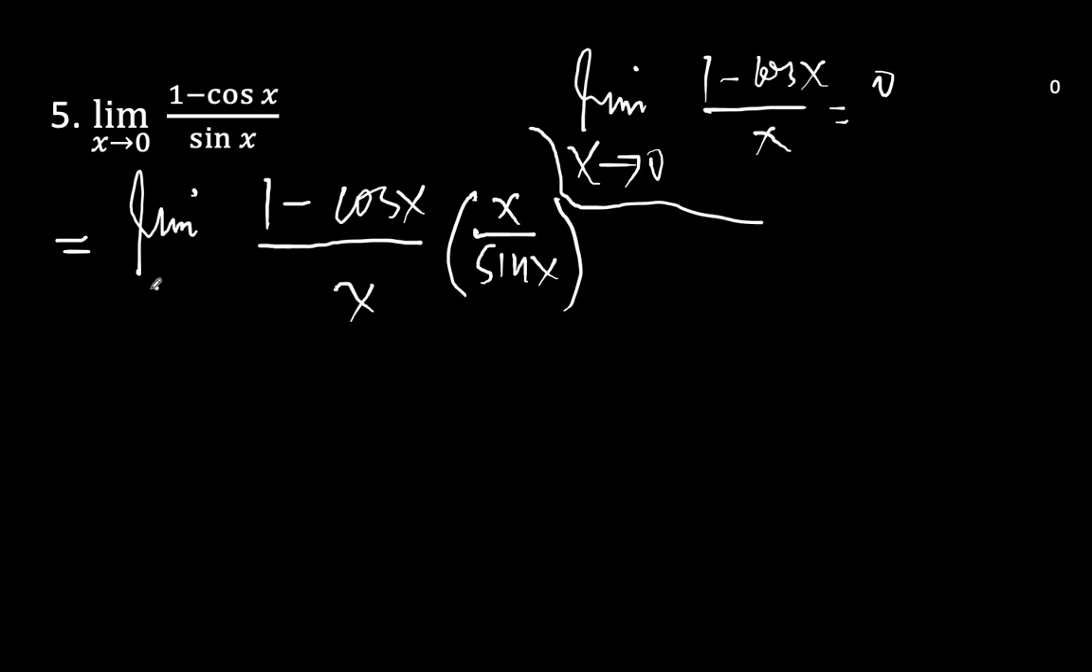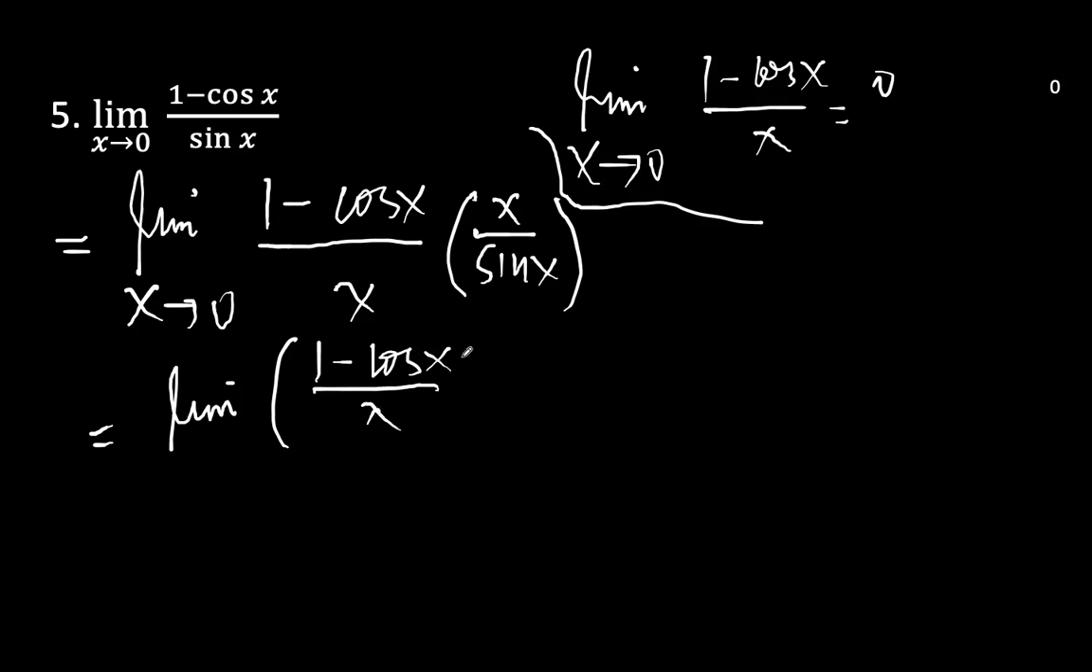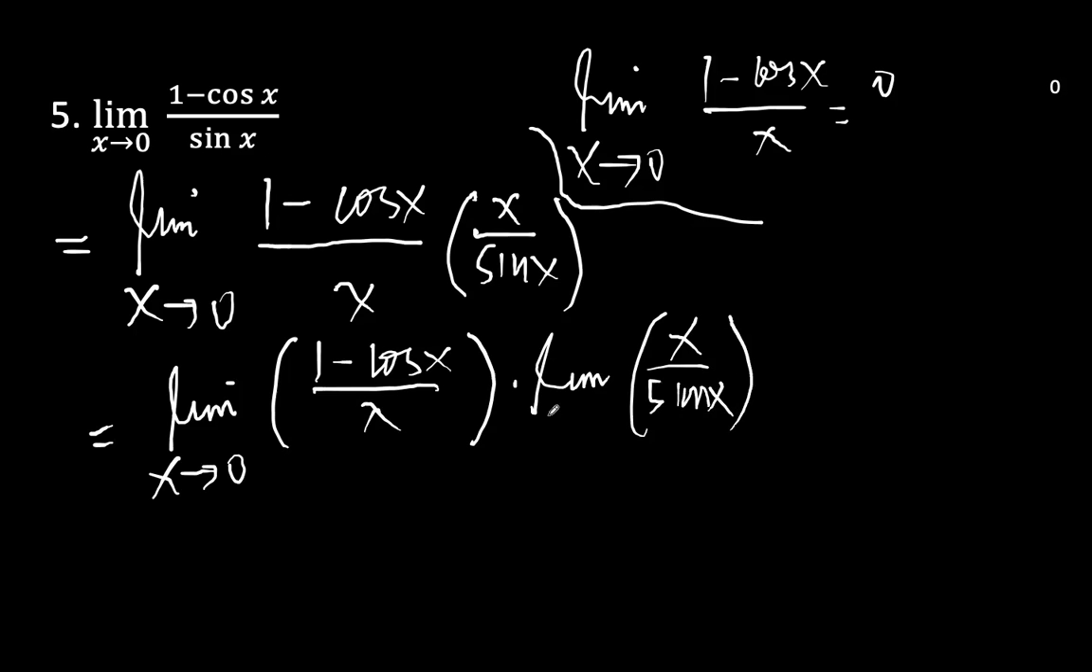Okay, as x approaches 0. Here, we can take the limit of each factor. So the limit of (1 minus cosine x) over x as x approaches 0, times the limit of x over sine x as x approaches 0 as well. The first factor is equal to 0 based on the given theorem number 2.